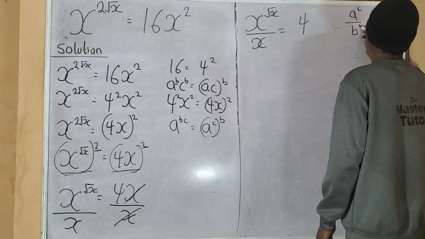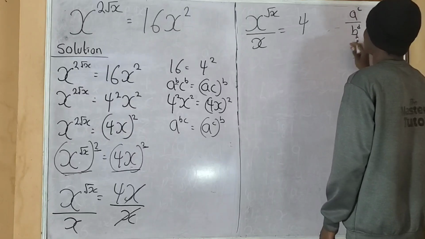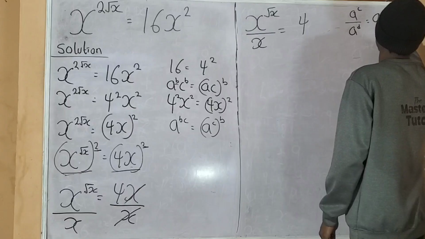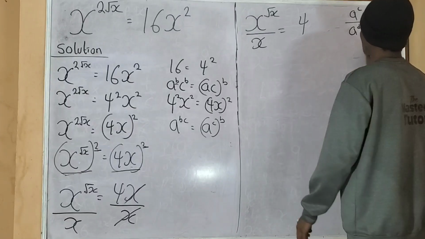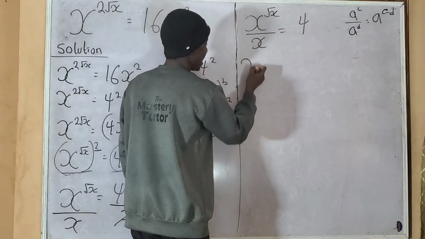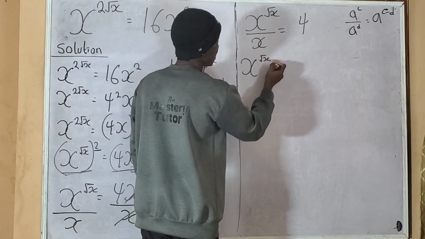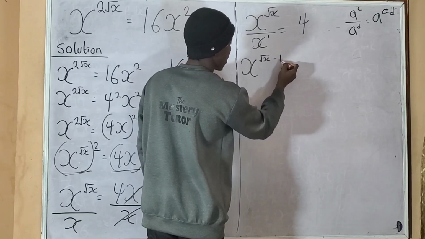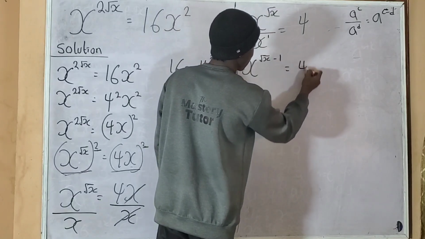Now, recall that if you have a raised to the power of c over a raised to the power of d, let's make the base the same, this can be written as a raised to the power of c minus d, right? I'm going to use the same law here. So here, I'm going to have x raised to the power of root x. Now, the power of this x is what? 1. So that will be minus 1. This will equal 4.